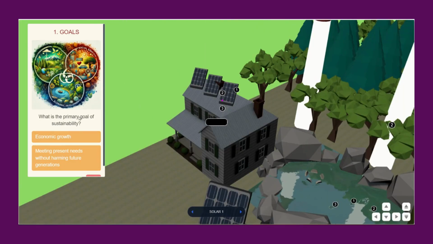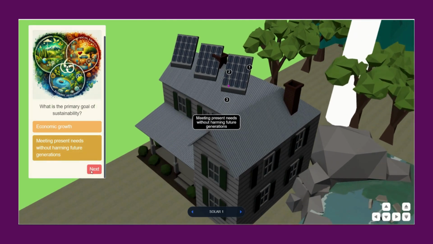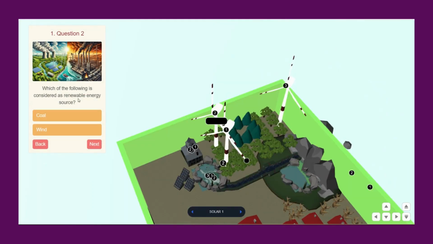The first question is, what is the primary goal of sustainability? Economic growth, or meeting present needs without harming future generations. Of course, the primary goal of sustainability is meeting present needs without harming future generations. So just drag and drop. Which of the following is considered a renewable energy source? Obviously wind energy, not coal.